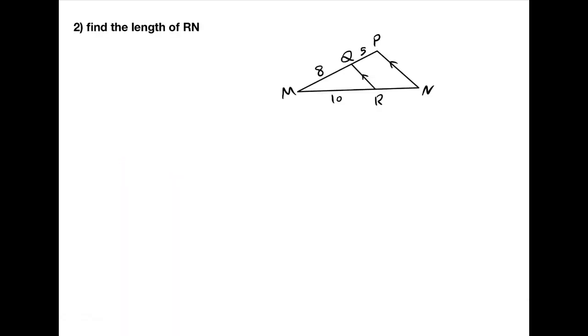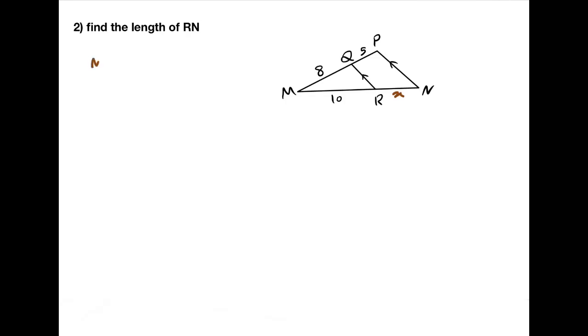Next question. Find the length of RN. So RN is this one. This question is just like the previous one. You need to just write down the proportionality and then a cross product will solve the equation for you. So let's write down the proportionality. Let's call RN x.